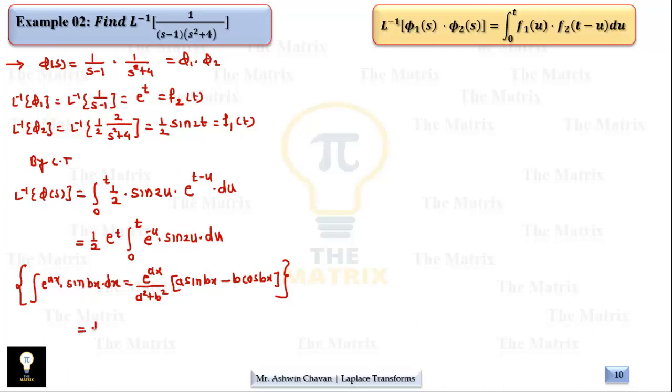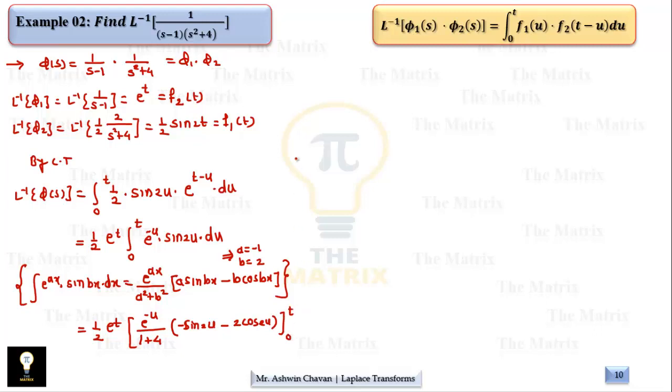So the integral is half of e raised to t, bracket. Now we have e raised to minus u upon, the value of a is minus 1 and b is 2. So a square plus b square is 1 plus 4, then bracket a, that is minus 1 sine 2u minus b, that is 2 cos 2u, with the limits 0 and t.